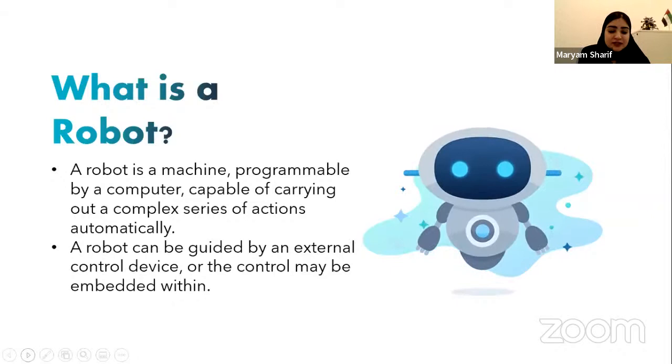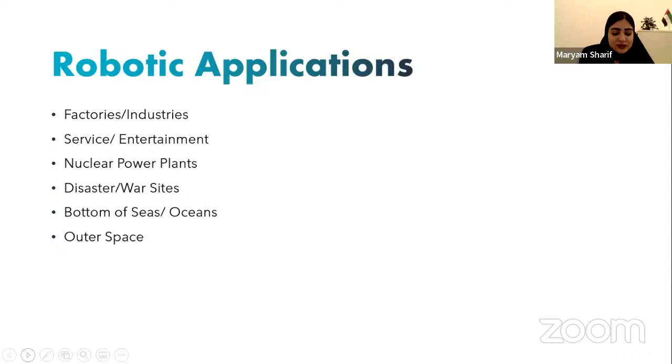Okay, so we would like to see what robotic applications are. We can find robotics almost everywhere, and they aid people and humans in various sectors. For example, in different factories and industries, the service and entertainment sector, and nuclear power plants, which can be classified as one of the most dangerous workplaces. Also in disaster and war sites, the bottom of seas and oceans, and also in outer space. So where is the topic today? It's about robotics in space.